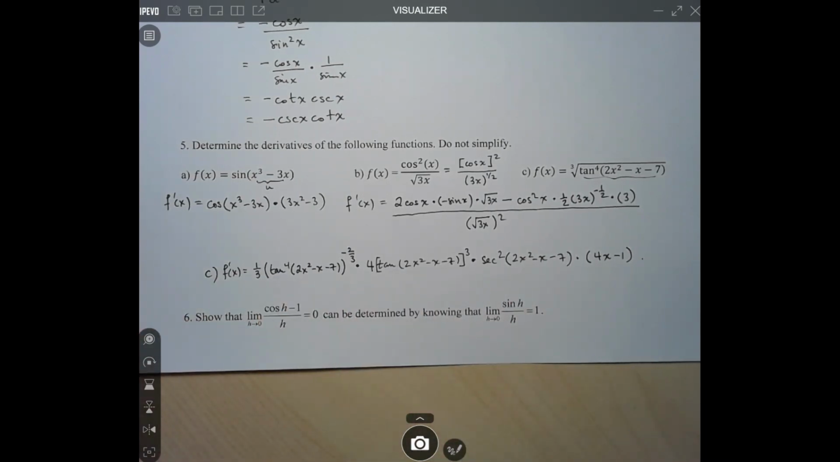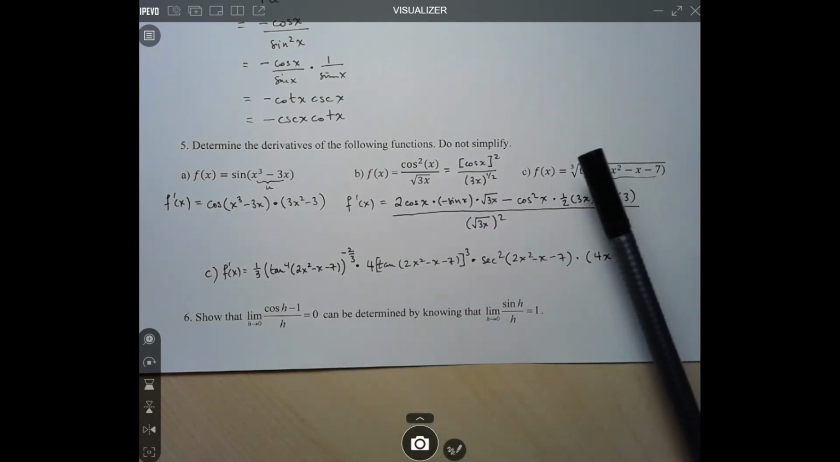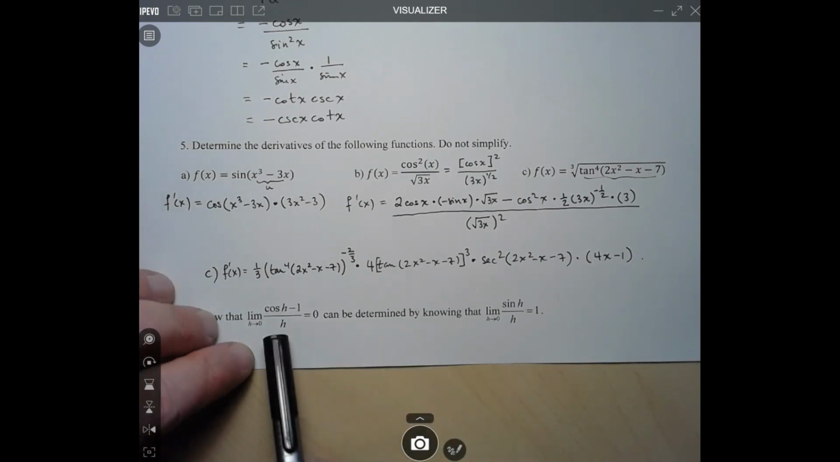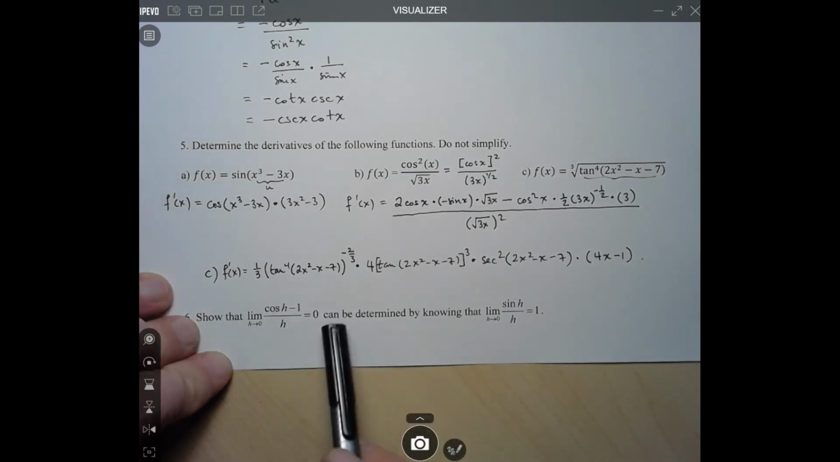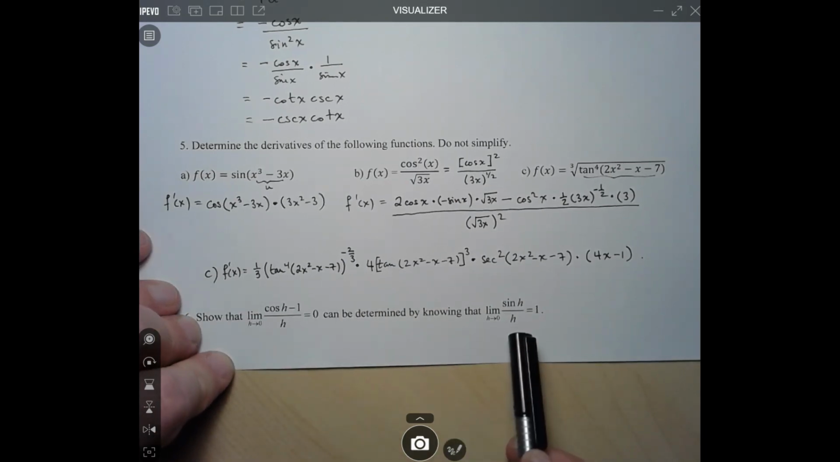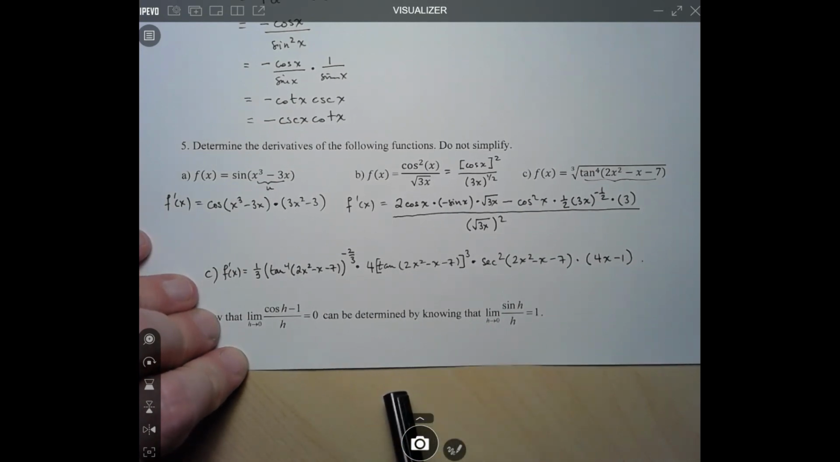Now you might want to think as to how I could have made my life a little simpler in this question here. Or you might even want to think about how I can determine this limit knowing that the limit of sine h over h approaches 1 as h approaches 0. And I will give you a little hint. If you do try to do this one, you have to use an algebraic trick, which we have used in other contexts. That's it for this one.